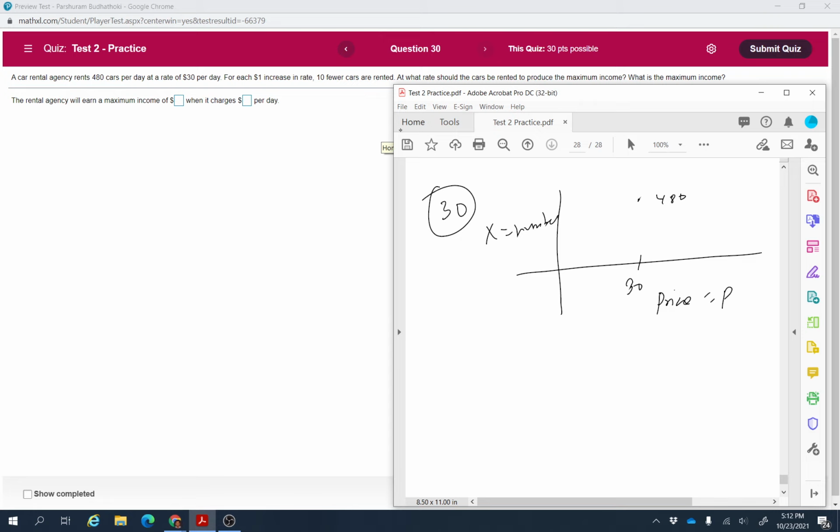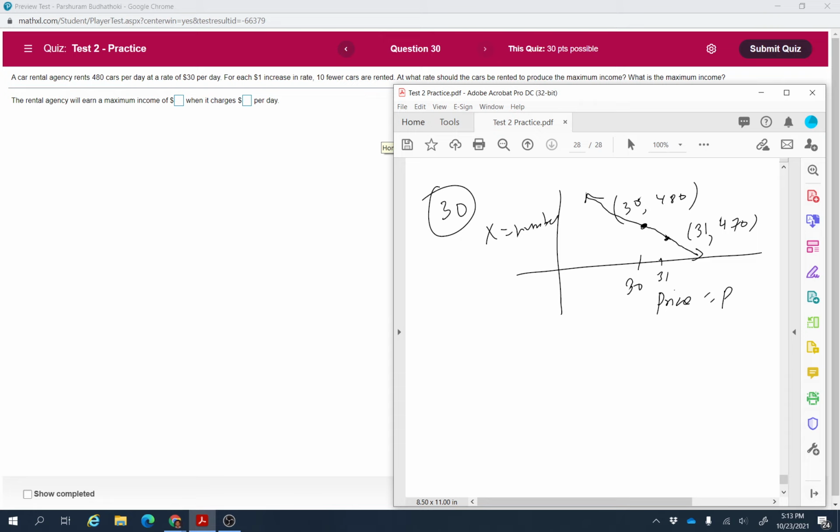So if the price is $30, they can rent 480 cars. So when the price is $30, they will be able to rent 480 cars. Okay, so let's say this is the point. Now for each $1 increase, so that means if the price is 31, 10 fewer cars will be rented. So that means the value would be at 31, 10 fewer, so that means 470. So this is the relation between a price and number of cars.